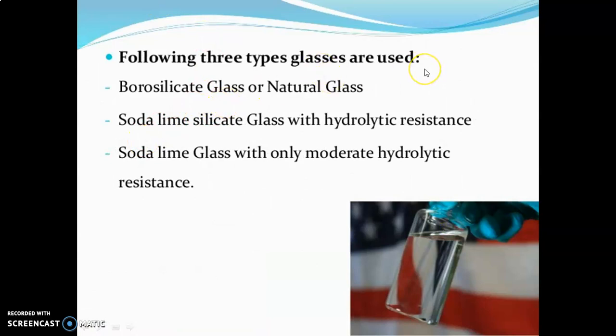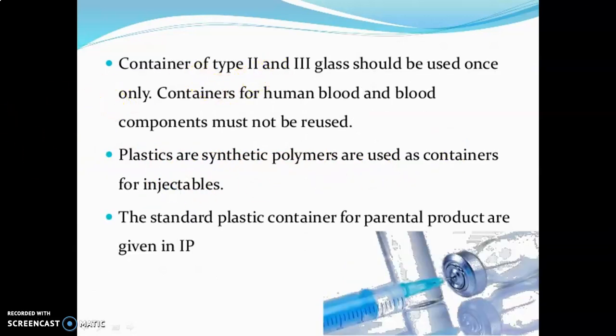The following three types of glasses are used: borosilicate glass or neutral glass, soda lime silicate glass with hydrolytic resistance, and soda lime glass with only moderate hydrolytic resistance. Containers of type 2 and 3 glass should be used once only. Containers for human blood and blood components must not be reused.